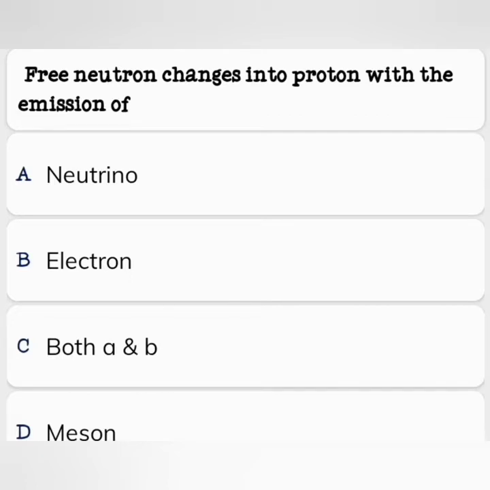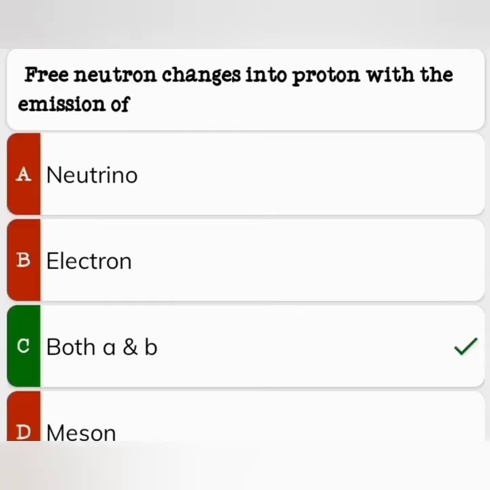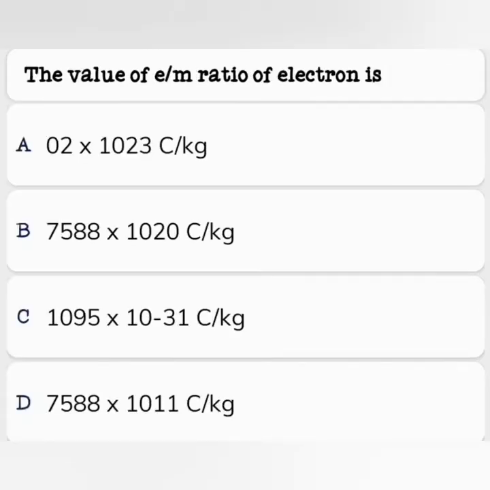Free neutron changes into proton with the emission of A. neutrino, B. electron, C. both A and B, D. meson. Yeah, so the right option is C, both A and B.